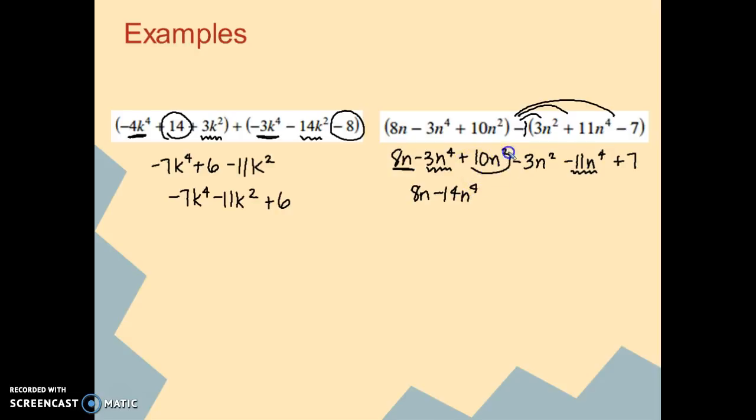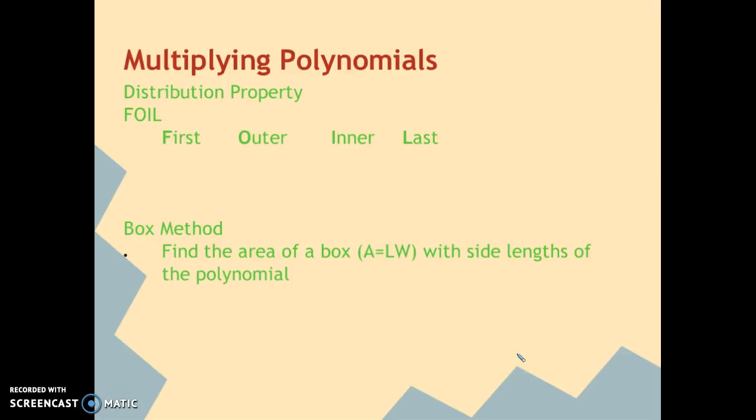I have a 10n squared and a -3n squared. It's going to give me a 7n squared. And then I have this 7 out here by itself with no match, so it's going to be plus 7. Again, you want to put your exponents in descending order, so I've got an n to the 4th, so -14n to the 4th, then an n squared, then an 8n, and then the 7, and that's my answer.